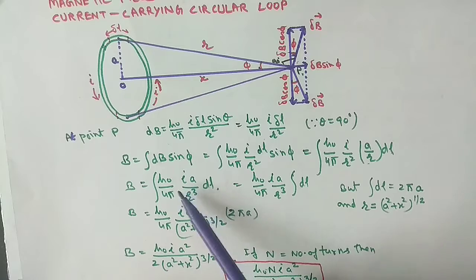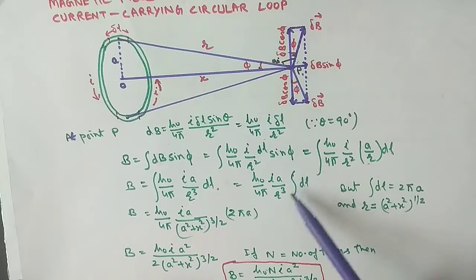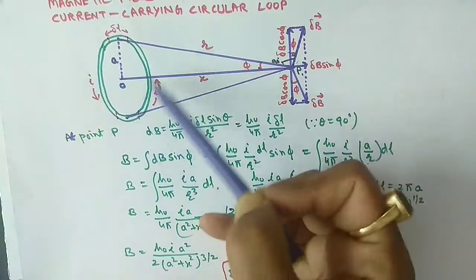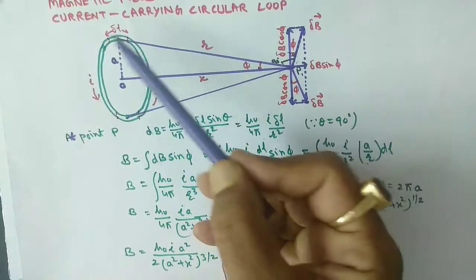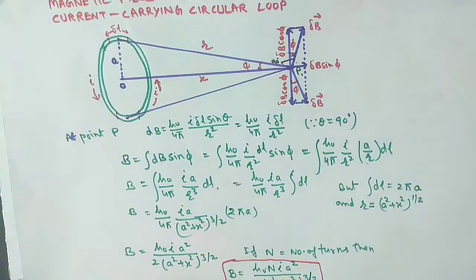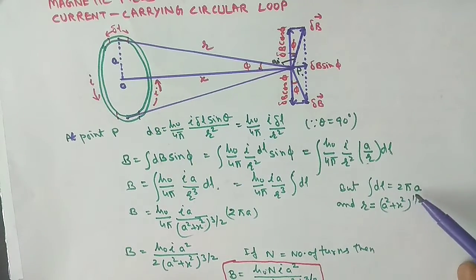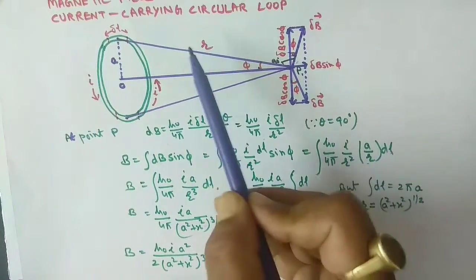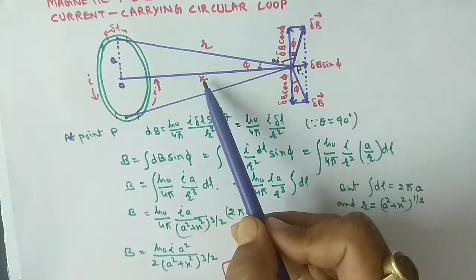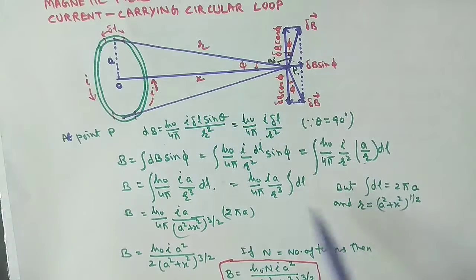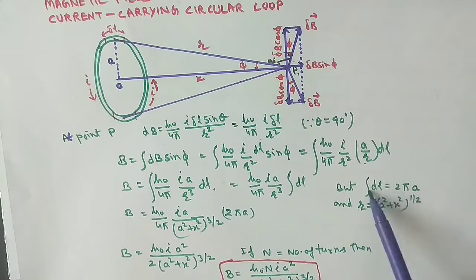Okay, now keep out the constants here and take the integration of dl. The integration of dl is equal to the circumference of this circular loop. So the circumference is 2 pi a, because a is the radius of this loop, and from this diagram you can see r square is equal to a square plus x square, using the Pythagoras theorem. Is it clear? So put here the value of r from here and the del L.